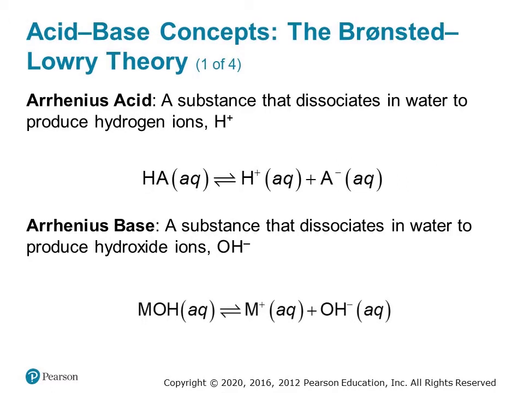Let's just briefly recap the definition of acids and bases from the first semester of general chemistry. Under the Arrhenius definitions that you learned previously, an acid is a substance that dissociates in water to produce hydrogen cations, and a base is a substance that dissociates in water to produce hydroxide anions.